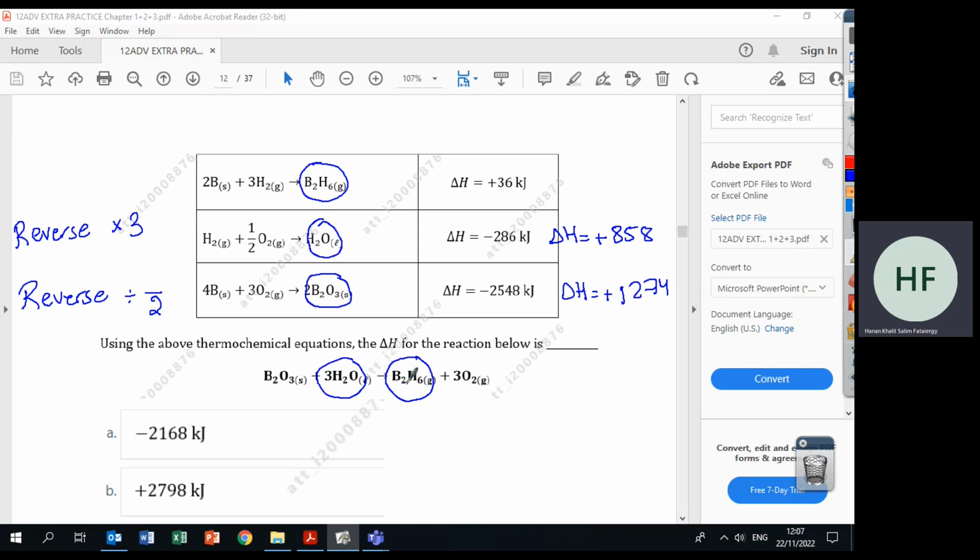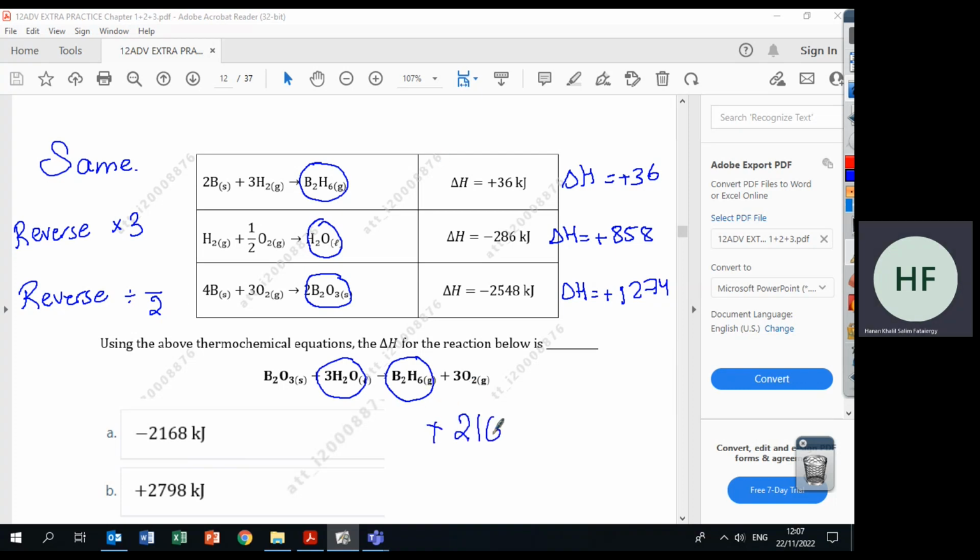Okay. Now B2H6 is here. This is a product, this is a product, this is a coefficient 1, coefficient 1. So this one will be the same. So delta H here is plus 36. Now I will add all of them to get the total delta H, okay? Okay, so the answer will be plus 2168.